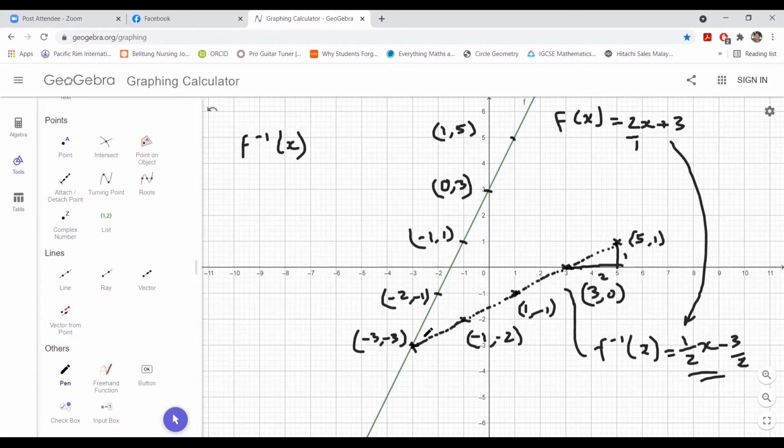But that's how you get your inverse. Okay, so we'll go back to what we were looking at before and take a little bit more there. This one here.